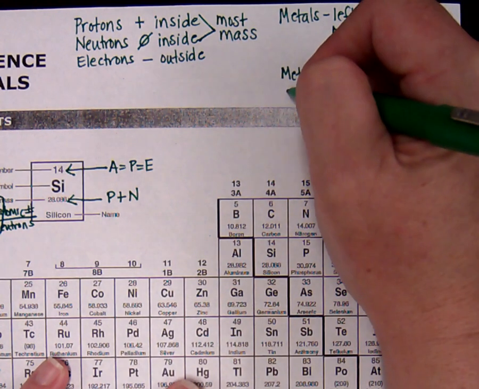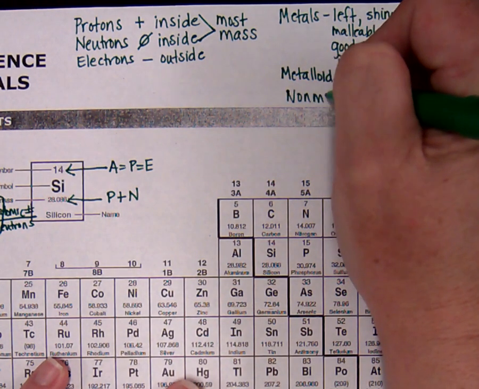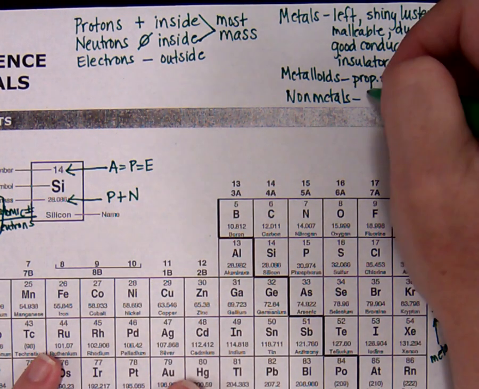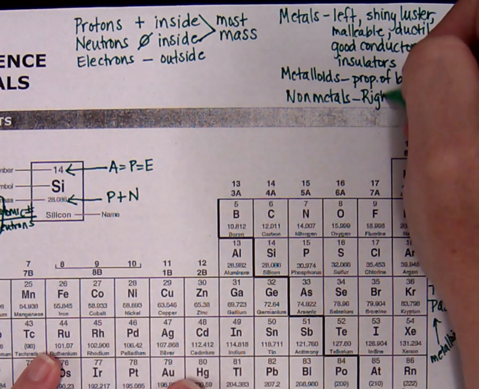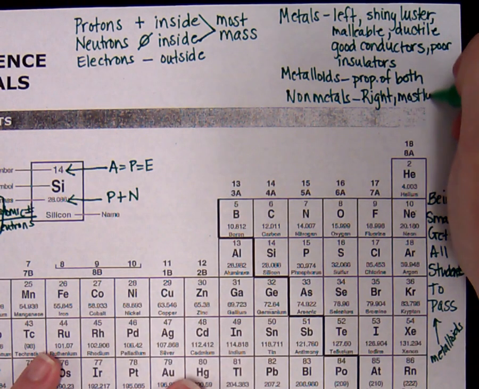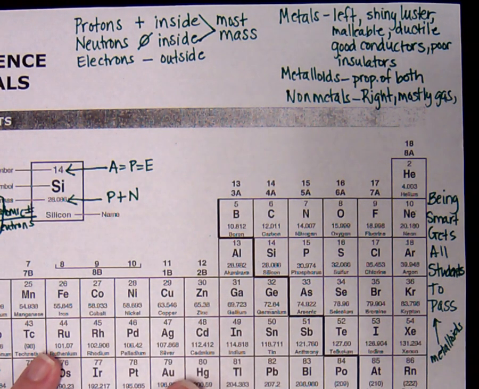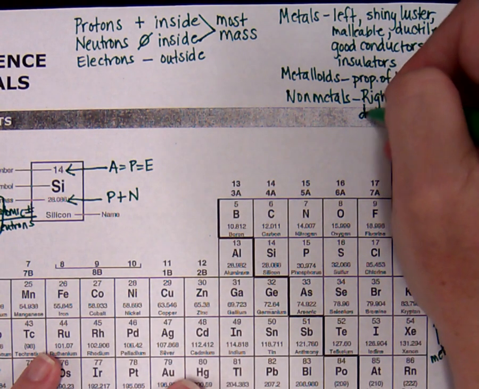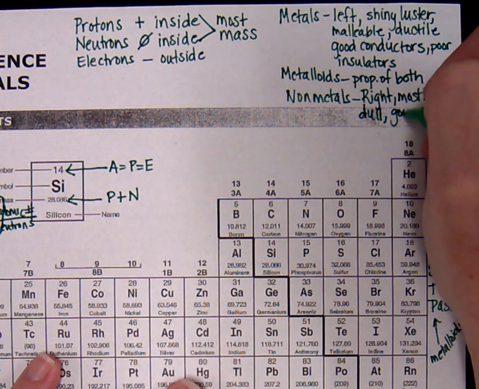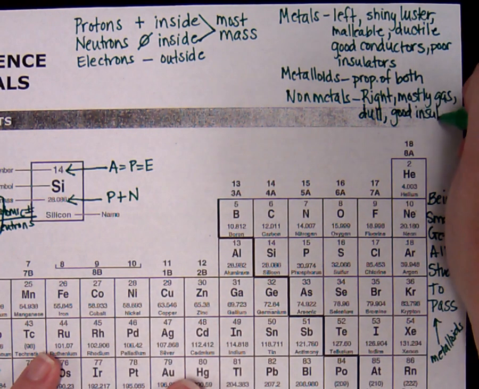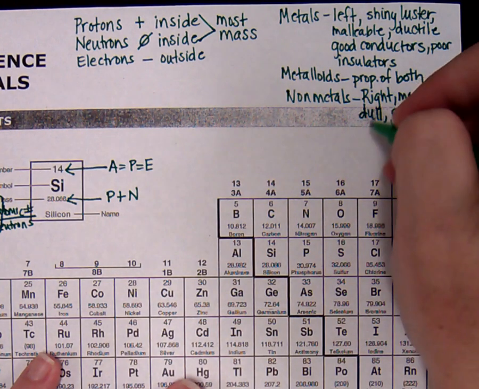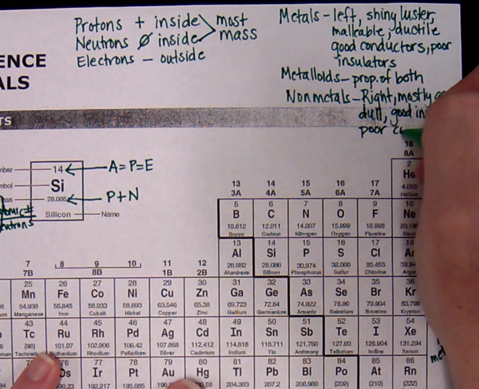Now we have nonmetals. Properties of nonmetals, they are on the right side of the periodic table. They are mostly gas. They are dull. They are good insulators and poor conductors.